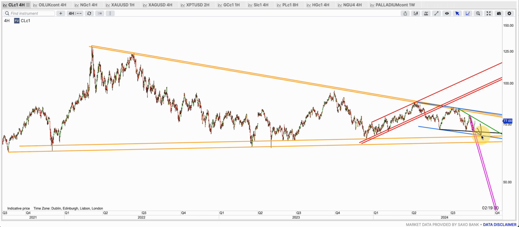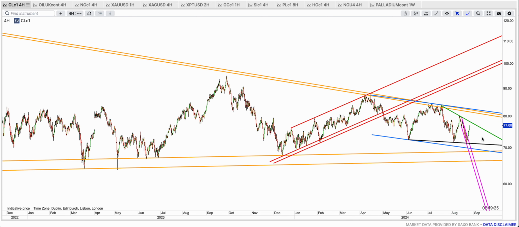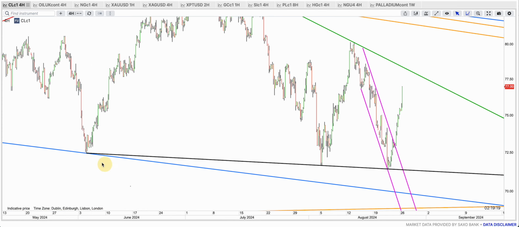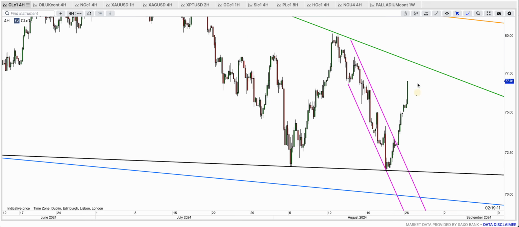I thought we were going to get to that 74 level, which is the blue bottom band, to form a bull flag. But just recently, last week, it bounced off this black line, which confirmed it as a support. First, second, third touch. We broke out of the purple downtrend. That was a very clear breakout. And oil has been ripping.